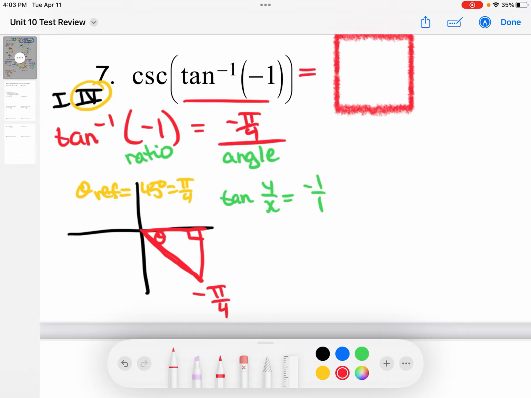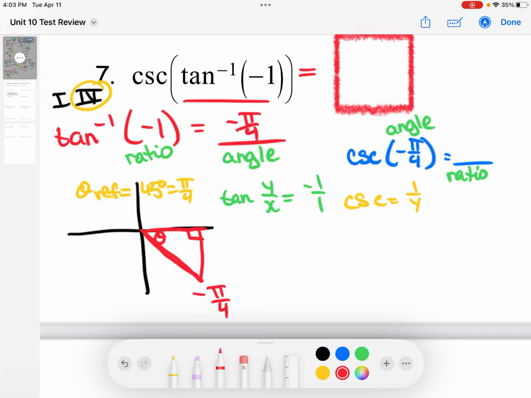It's pi over 4 down from the x-axis, making it negative pi over 4. Now, the second part of this, we need to do cosecant of negative pi over 4. That will equal a result. That negative pi over 4 is an angle. That result will be a ratio. Cosecant is 1 over y. We already have that triangle drawn.